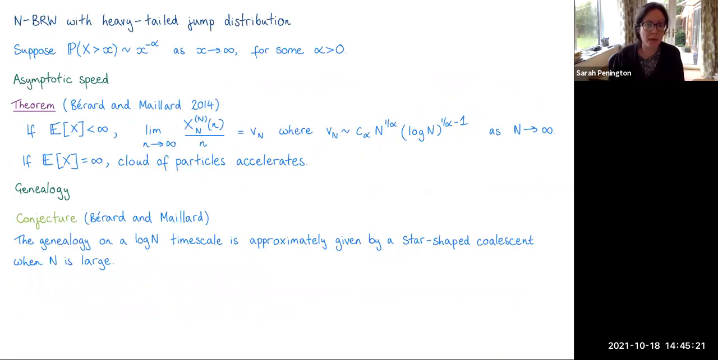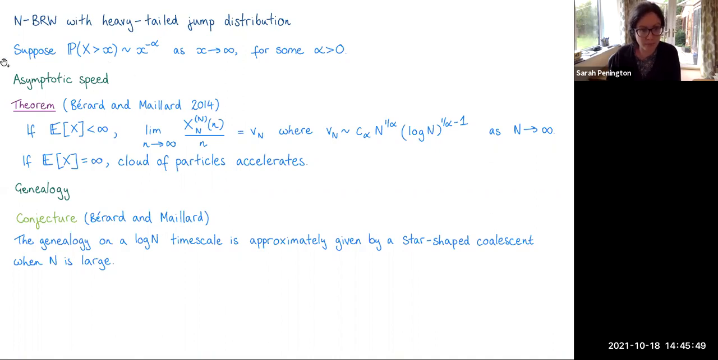So what do I mean by a heavy-tailed jump distribution? Well, to start with, I'm just going to take a very simple example, and we'll have slightly weaker assumptions later on. But for now, let's suppose that the probability that capital X is bigger than little x goes like x to the minus alpha as x goes to infinity for some fixed positive alpha. So we'll actually weaken this later on to saying that this is just a regularly varying function, but for now, let's stick with this.